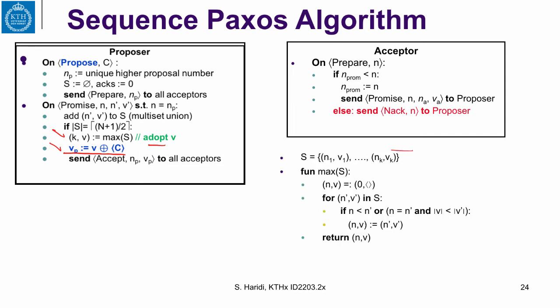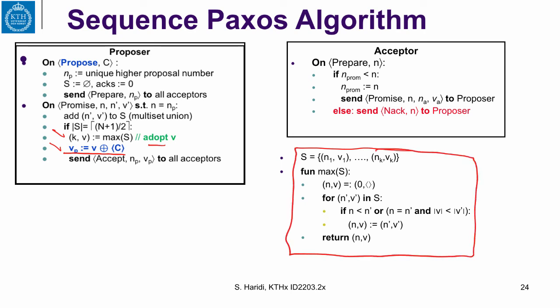And here is the definition of max. You have a set, and this set has a pair, which is the number and the sequence, the round number or proposal number and a sequence, and it basically selects the one with the highest proposal number and returns it here. That is the one.